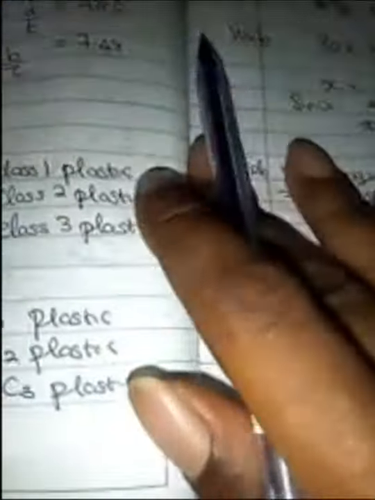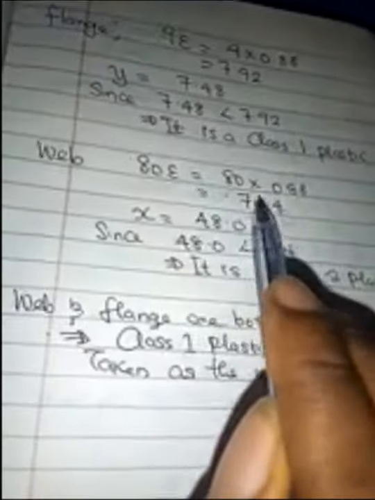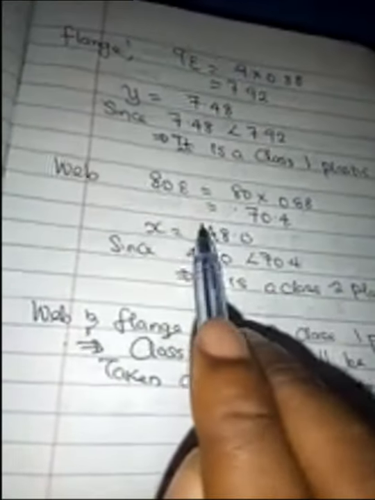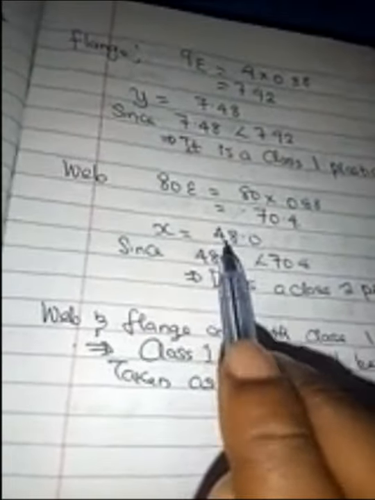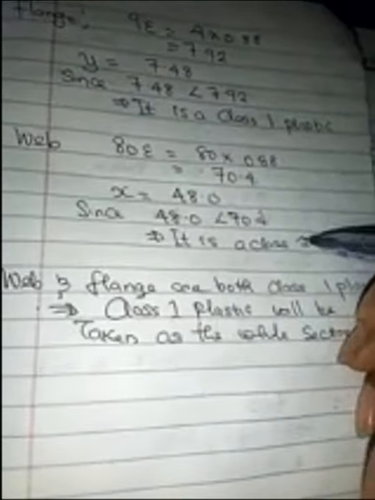So what we are going to calculate here is 80 epsilon. For our web, we calculate 80 epsilon. It is giving us 70.4. And our d over t is 48. Is 48 less than 70.4? Yes. Since 48 is less than 70.4, that means it is class 1. Please, it is class 1 plastic.